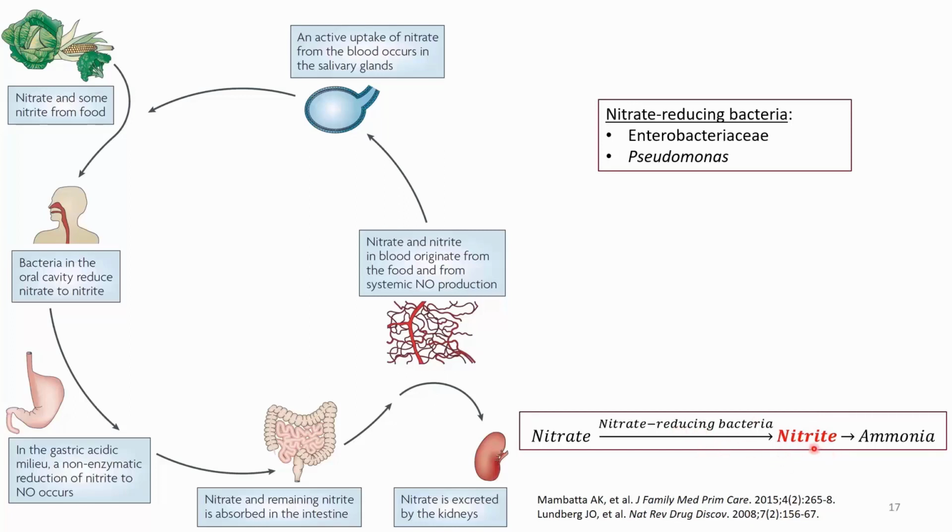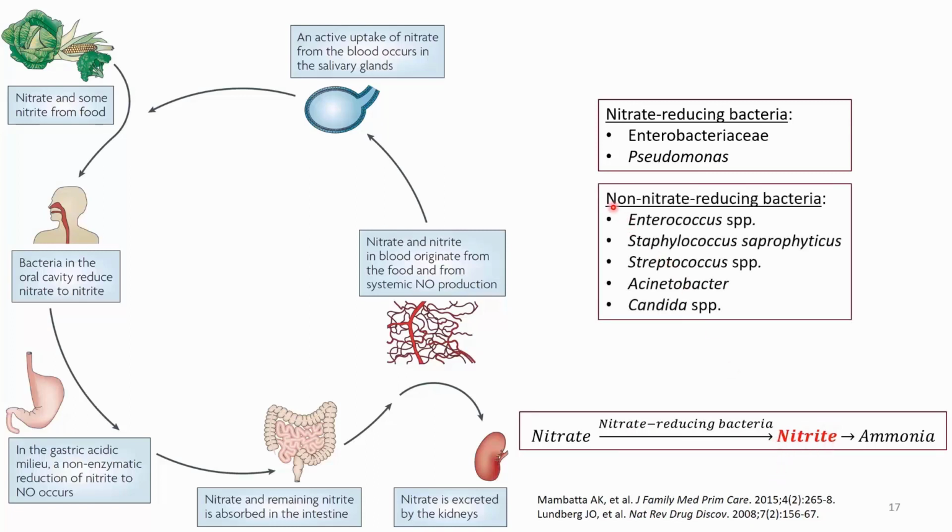Of course, if you don't have bacteria, nitrite would be negative. But if you have too much of nitrate-reducing bacteria, you will also not see nitrite. To make it more complicated, there are also non-nitrate-reducing bacteria. So if you have any of these in the urine, they're not going to touch the nitrate, so your nitrite will be negative again. So it's not a perfect test.